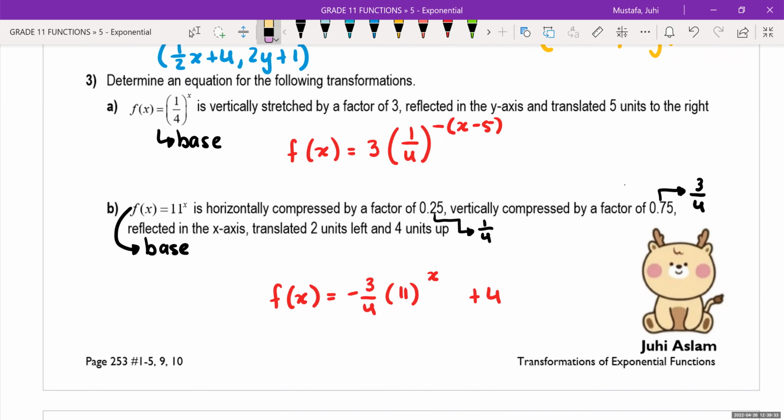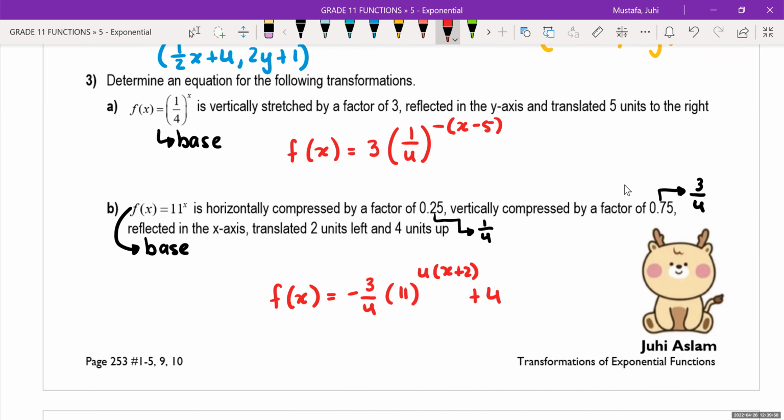And now let's figure out the horizontal transformations. So we have a horizontally compressed by a factor of 0.25. We're going to change that to the number 4. And then there's also a translation 2 units to the left. So the way I would write that is I would write 4 and then bracket x plus 2 to show that it's moving 2 units to the left.